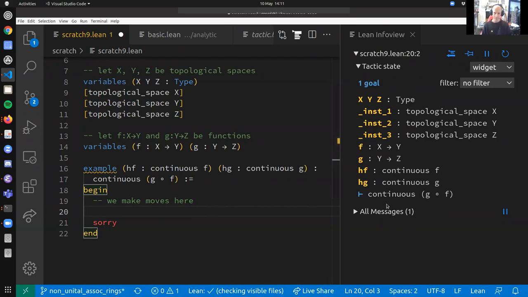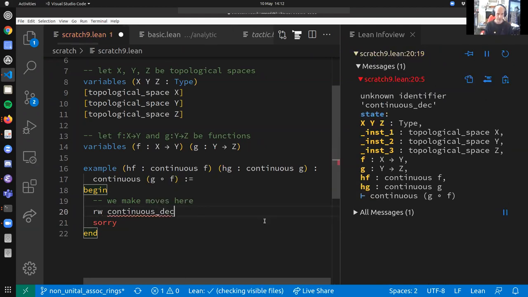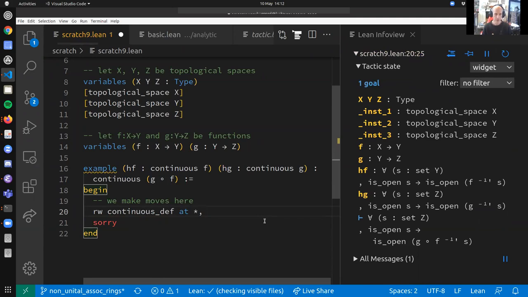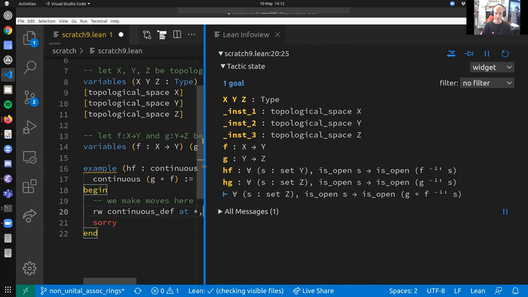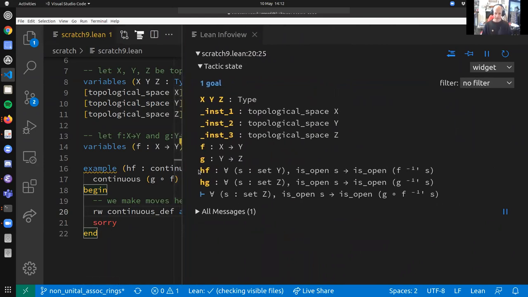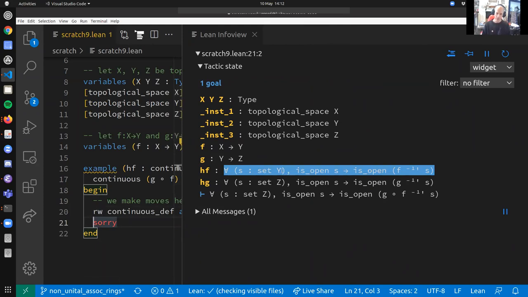Well, firstly, I guess we need to think about what the definition of continuous is. Continuous function between topological spaces means the pre-image of an open set is open. So let's rewrite continuous def. That's the definition of continuous function. So there we go. Now things have changed over here. The HF used to say that f was continuous, and now it says for all subsets of Y which are open, the pre-image under f is open.